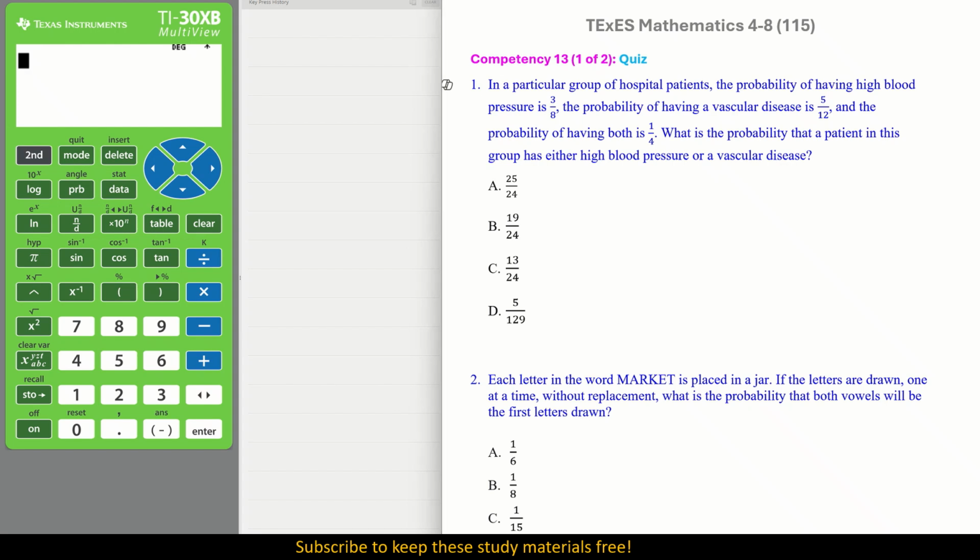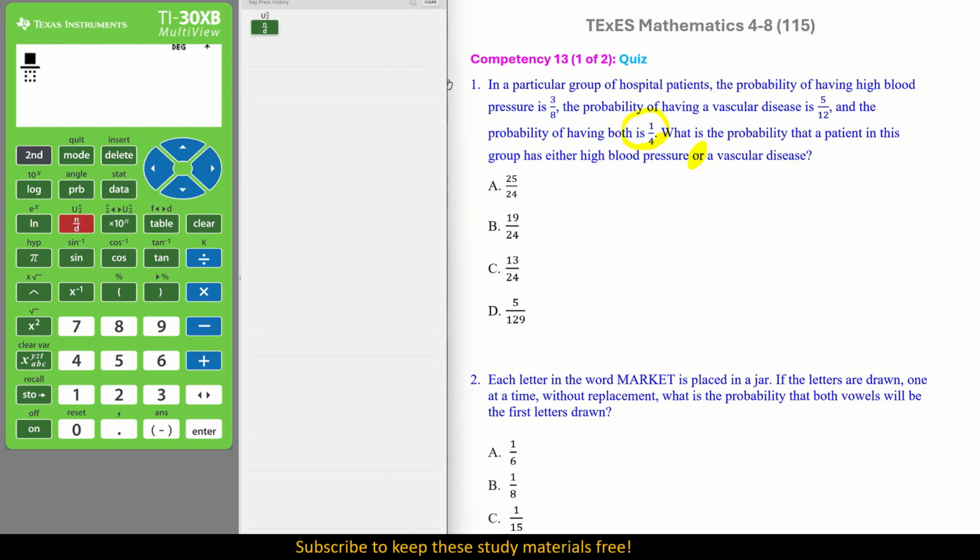Okay, the first thing we need to know is they're saying "or." That implies addition. However, remember, it's one or the other, but not both. That's where the 1/4 comes in. Okay, this implies that we have to do this.